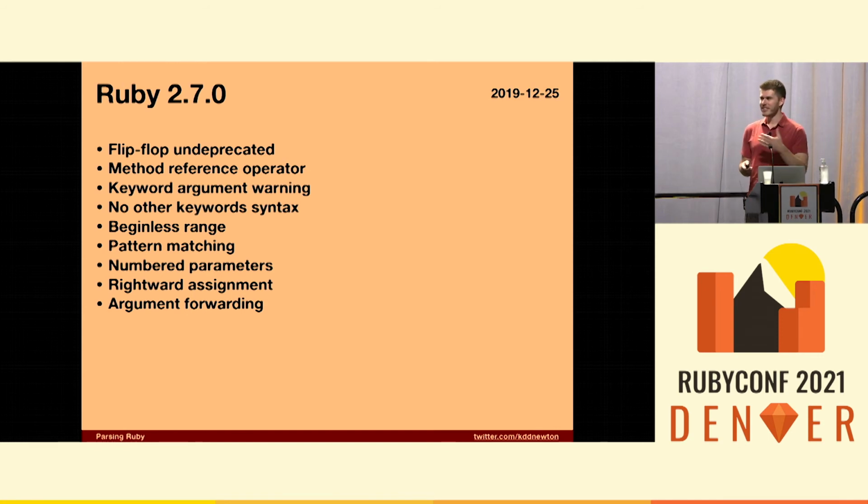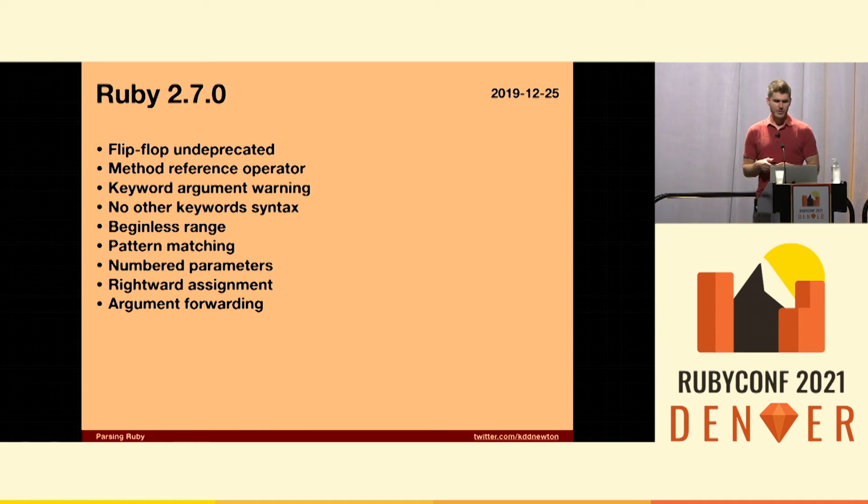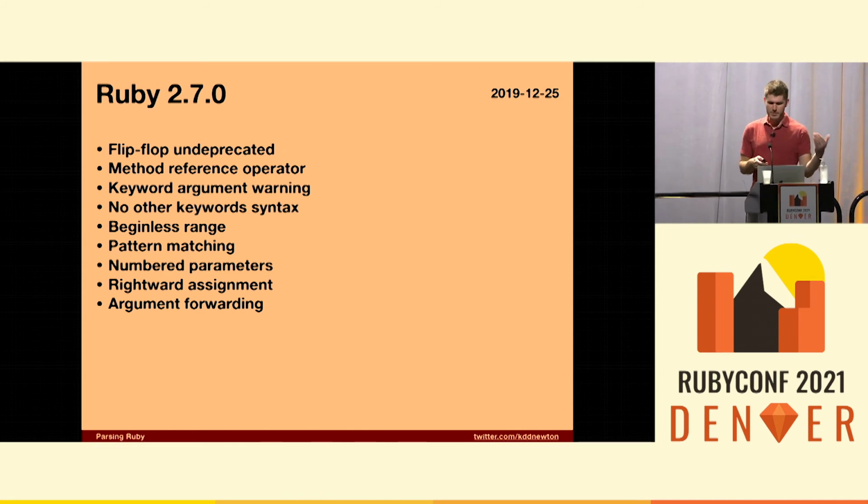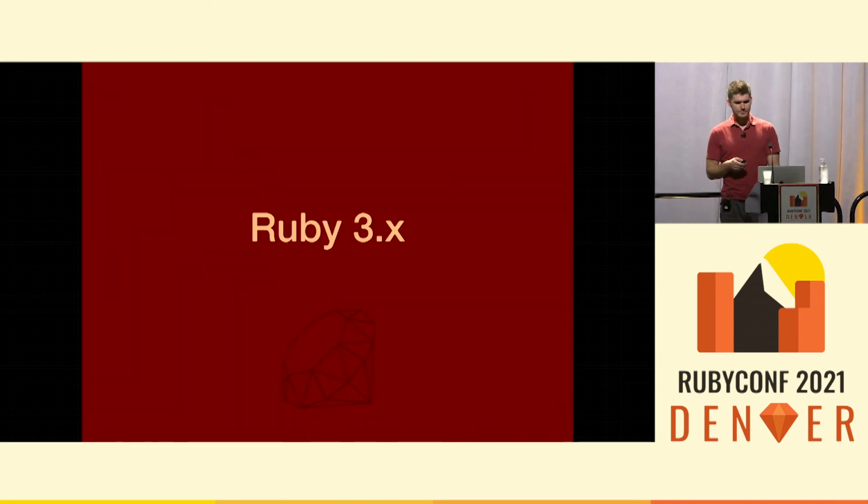Yeah, we get a lot of introduction of syntax in Ruby 2.7, as you saw in Matt's keynote. Method reference operator was added, method reference operator was removed. We get some interesting syntax like **nil for saying this method accepts no keywords, rightward assignment, numbered parameters, argument forwarding, all of these different things.